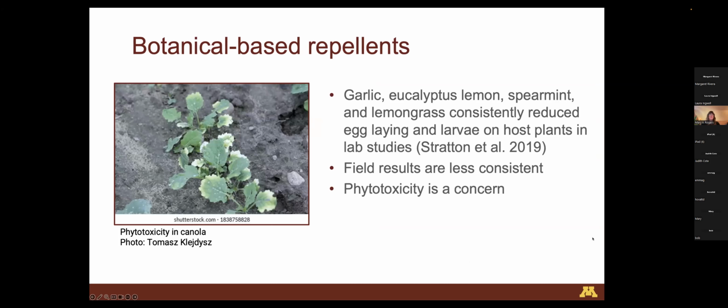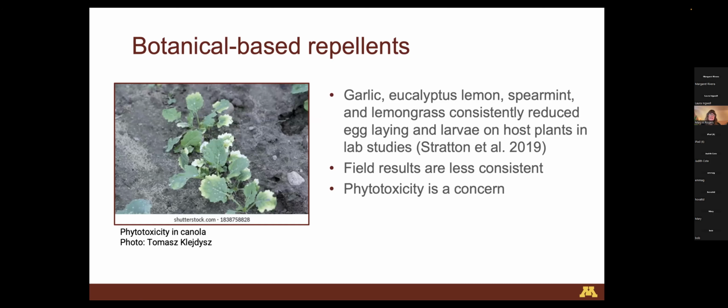So other research has looked at these botanical-based repellents in organic systems that prevent oviposition, or the females from laying eggs on plants. So they've investigated garlic, eucalyptus, lemon, spearmint, and lemongrass. And in lab studies, these did really well.